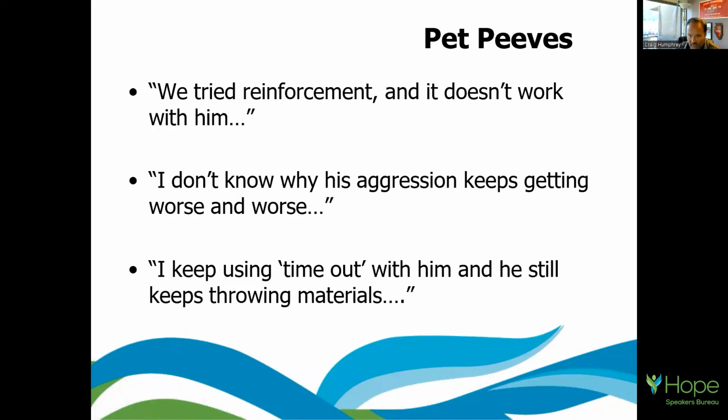So when we try reinforcement and it doesn't work, we're probably not identifying the right reinforcement. So we've got to do further assessment and figure out what is maintaining the behavior, what's the function of the behavior, and find an appropriate reinforcement. If his aggression is getting worse and worse, something is reinforcing that aggression. Again, we've got to find what it is.